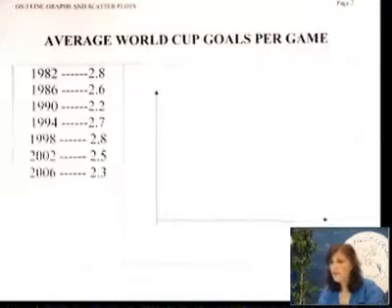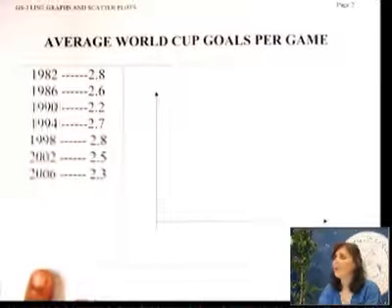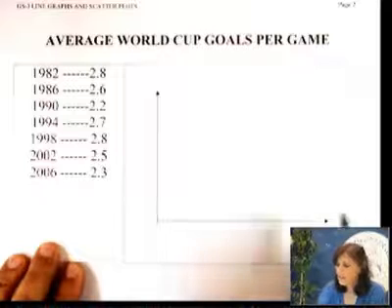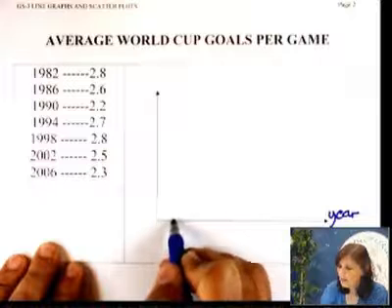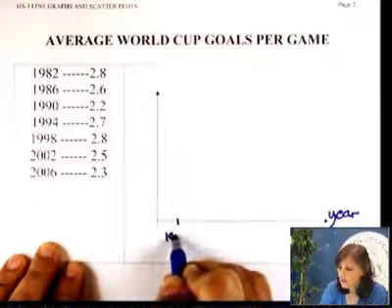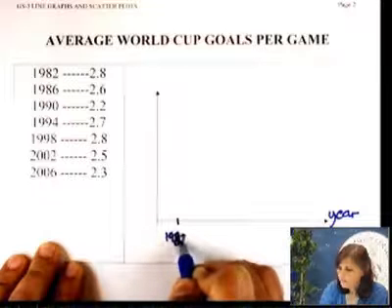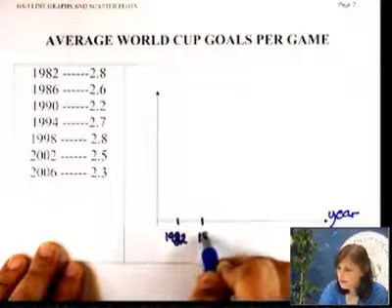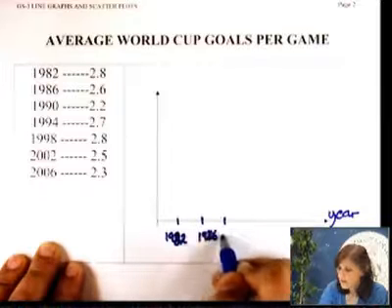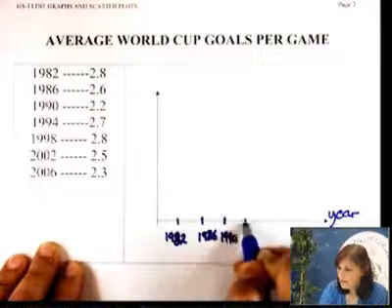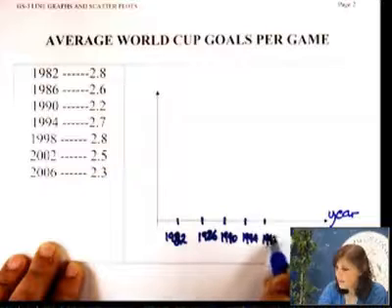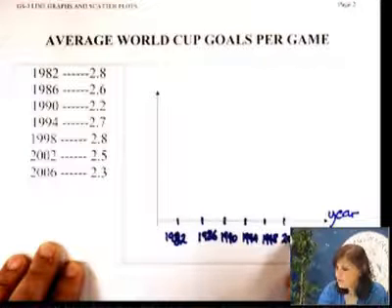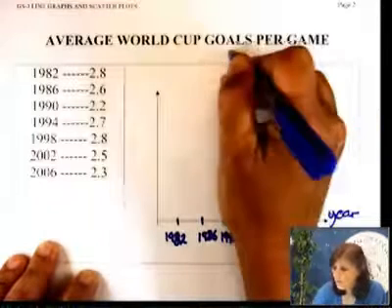Let's say I want to have average World Cup goals per game, and I want to make a line plot of that. I can have year this way, and I can have it this way. So let's say I start 1982, 1986, 1990, 1994, so every 4 years, 1998, 2002, 2006, and average World Cup goals per game, that can be the title.